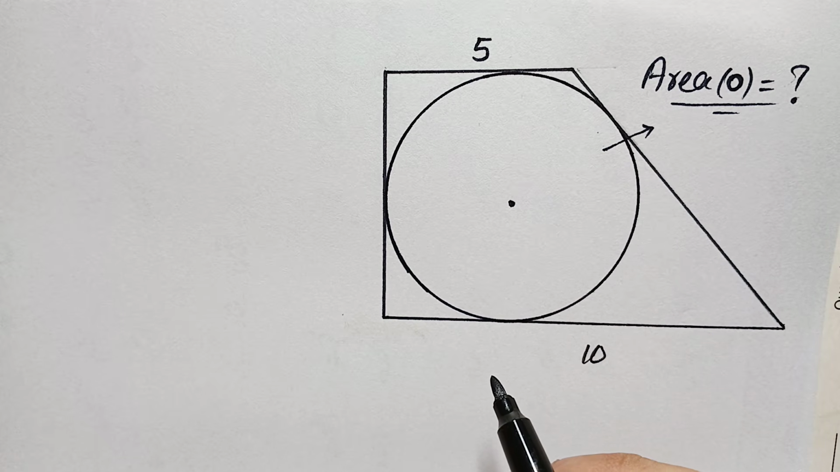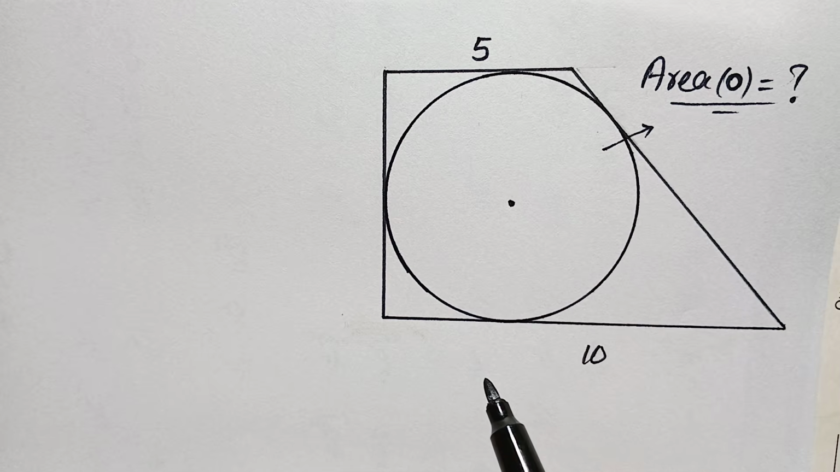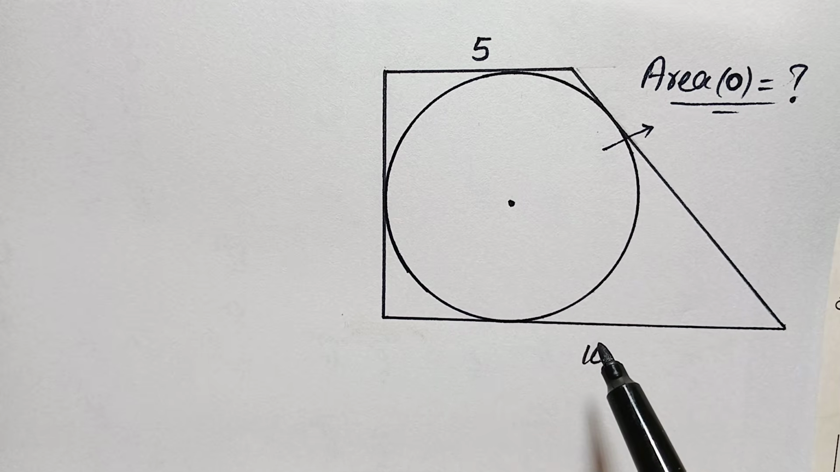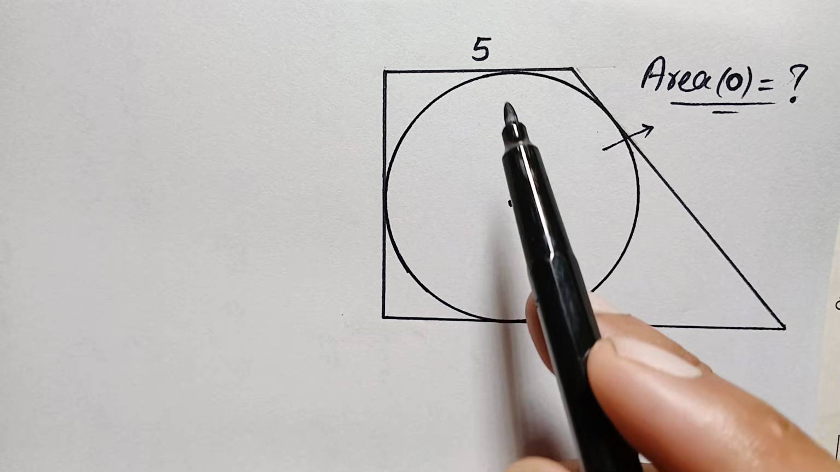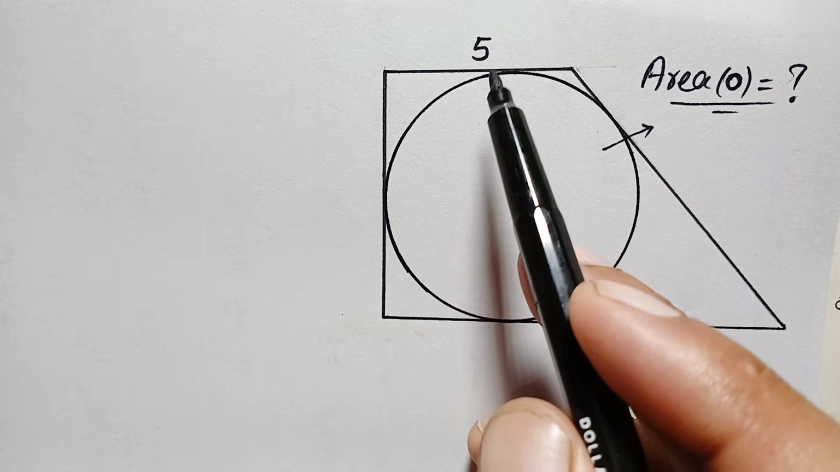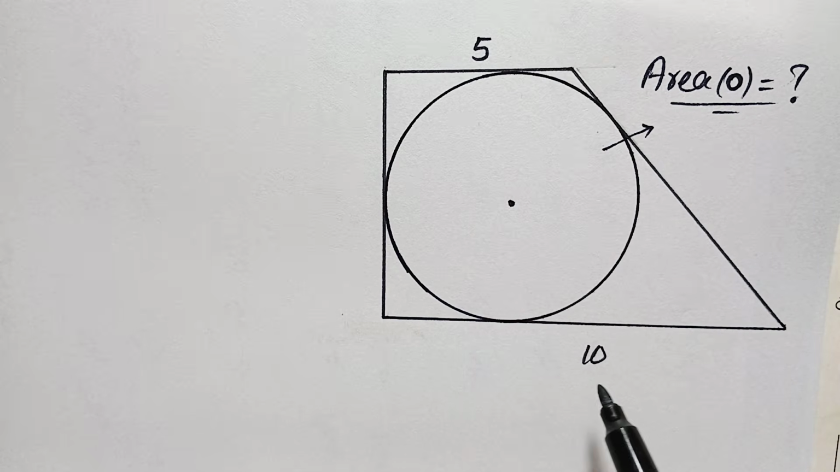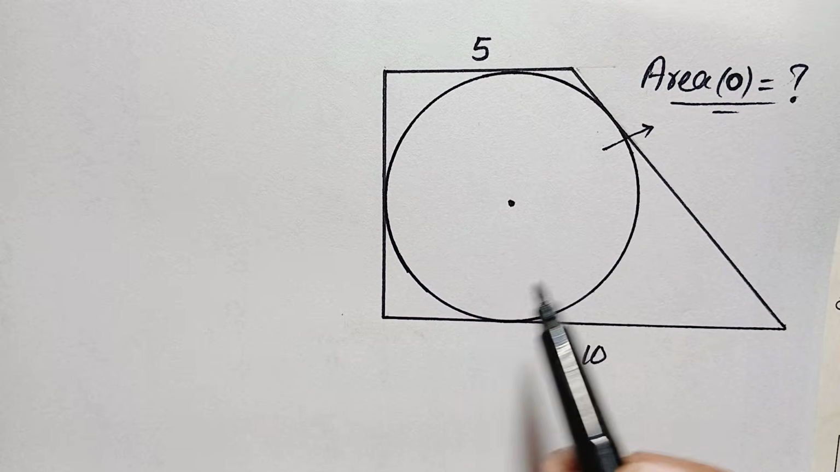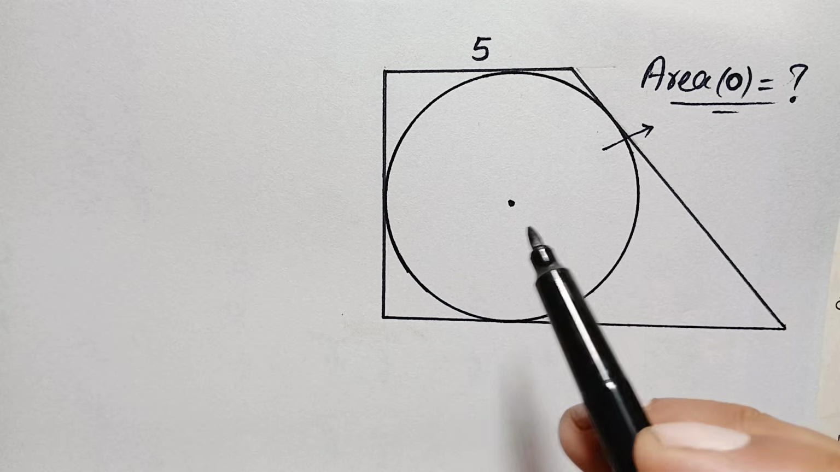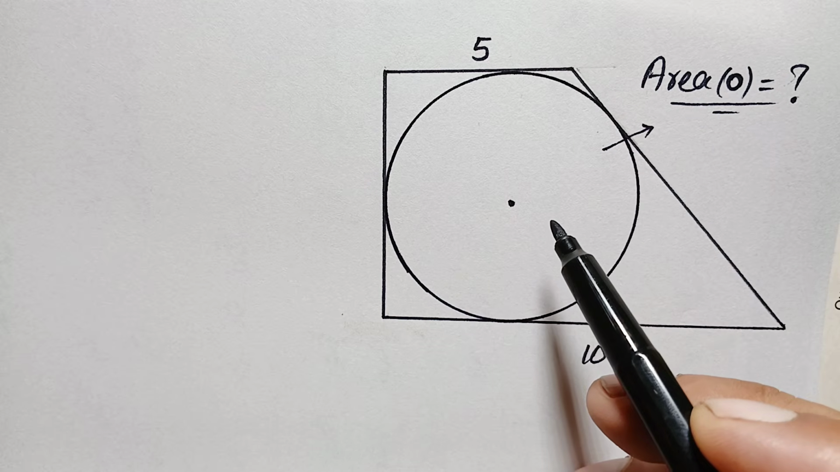Today we have a new beautiful geometry math problem. Let's say we have a right trapezium whose two sides' lengths are given. This side is 5 units and this side is 10 units. And there is a circle inside the right trapezium. Our target is to find the area of this circle.